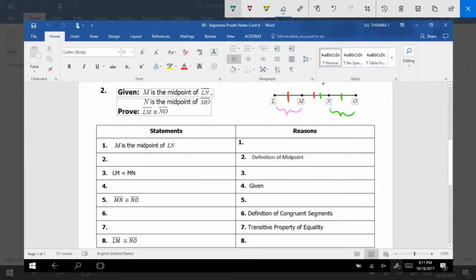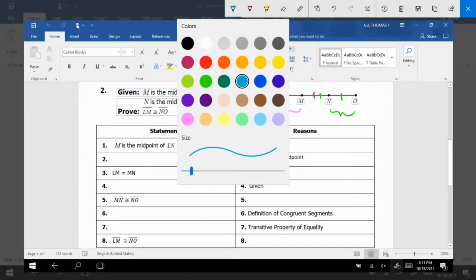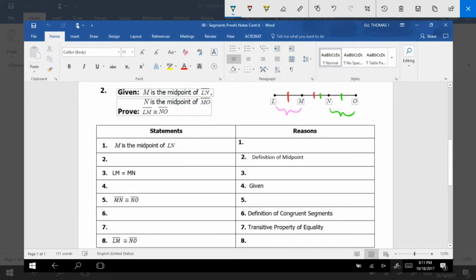M is the midpoint of LN. How do we know that? That's given to us, so given. Now, they say that the reason is going to be the definition of midpoint. What's the definition of midpoint? If you look, it says if M is the midpoint of LN, then LM is congruent to MN. And look, we even labeled that first because we knew.